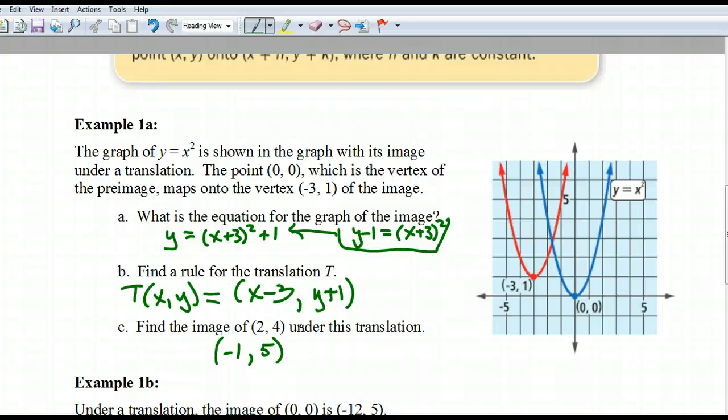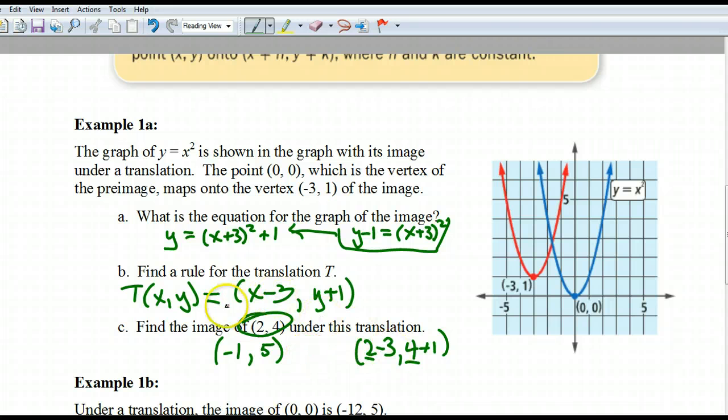Any questions on this one? Yes, Monet. Why would it be (-1, 5)? Because if I put in 2 for x right here, so it's like saying 2 minus 3, and then I put 4 in for y. So you notice how I put this number in? Yeah, but why did you put that in?